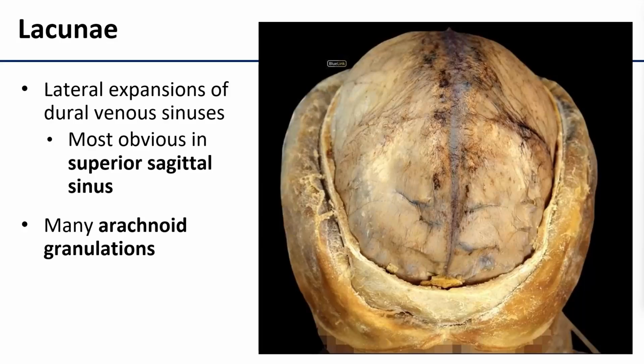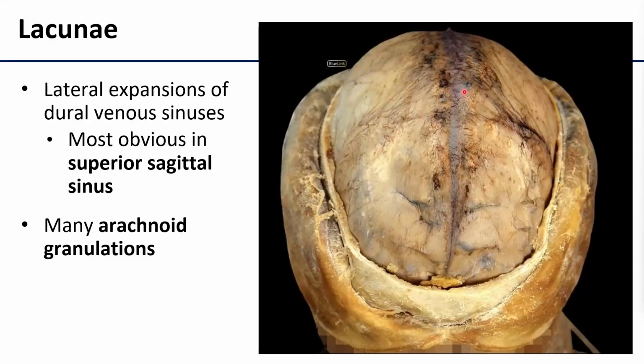These little granulations can form anywhere, but they're primarily found protruding into the superior sagittal sinus. So you can see a number of them in this picture here. All of these little dark granulations are arachnoid granulations poking up at the dura mater.